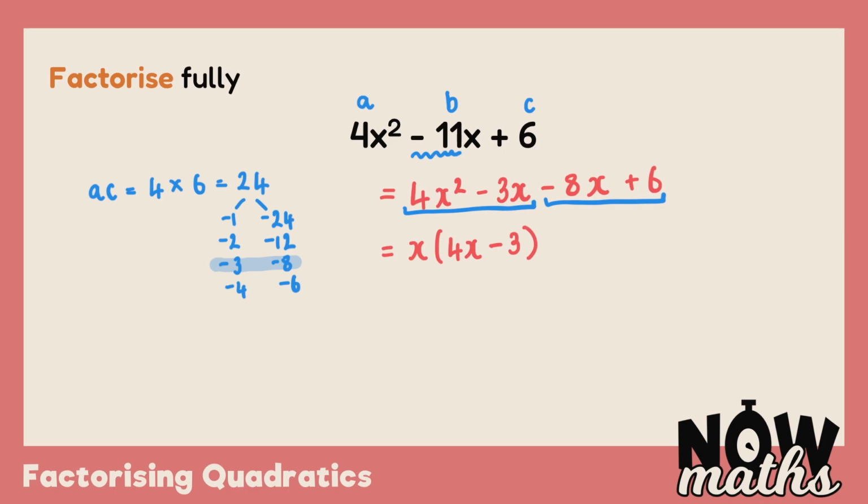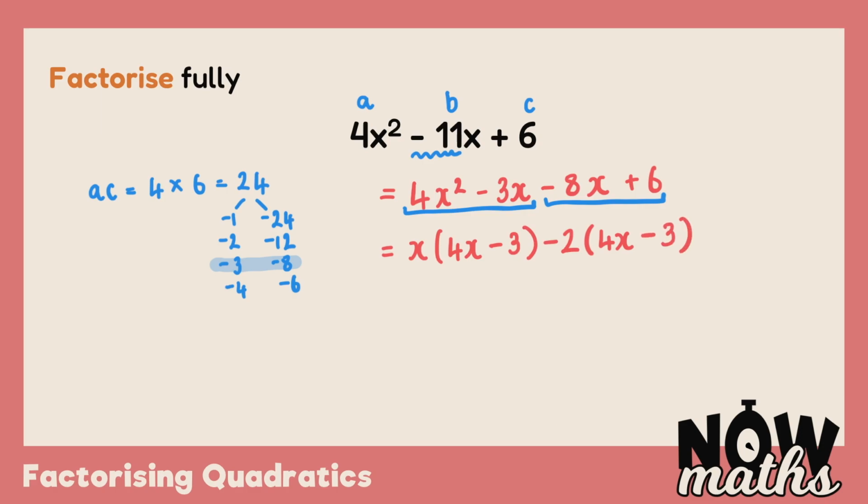Now looking at the second half, we have a negative 8x and a positive 6. The highest common factor of these 2 terms is 2, and given that the first term is negative, I'm going to take out a factor of negative 2. Now, negative 8x divided by negative 2 is positive 4x, and 6 divided by negative 2 is negative 3.